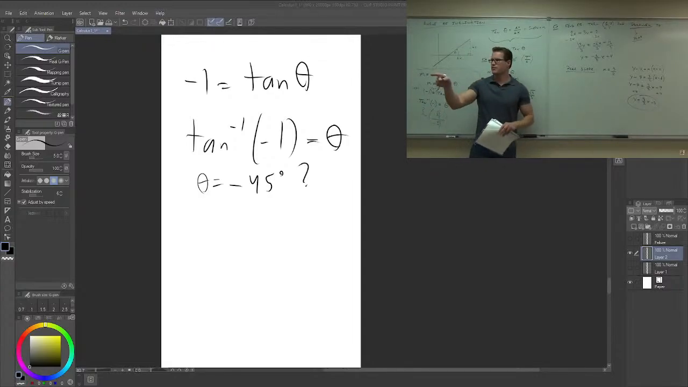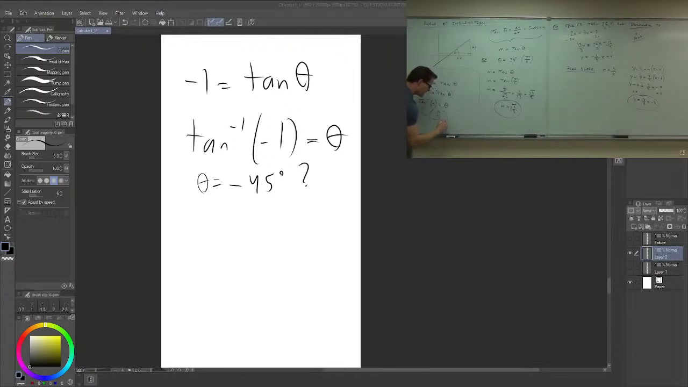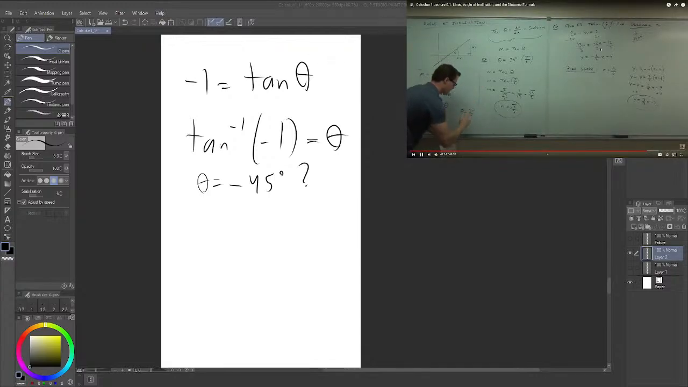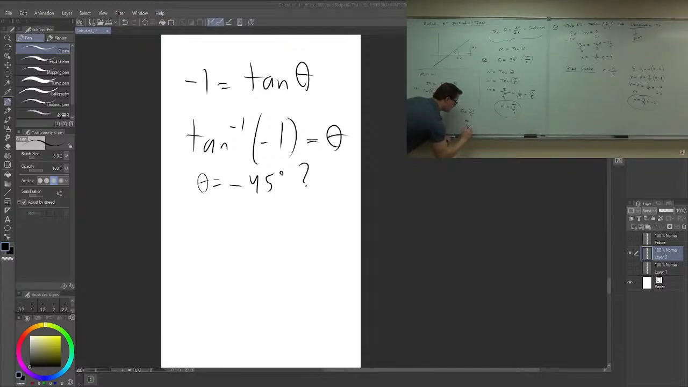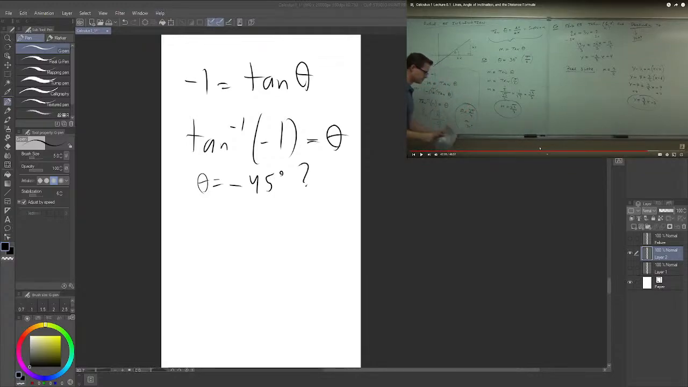3 pi over 4, or the negative version of that, used as a reference angle. So here we go. We got that negative 1, so we know that this happened when theta was equal to 3 pi over 4. Or if you want to translate that, that's 135 degrees. How'd I get negative 45 or whatever? I don't know, but if I looked on the unit circle.